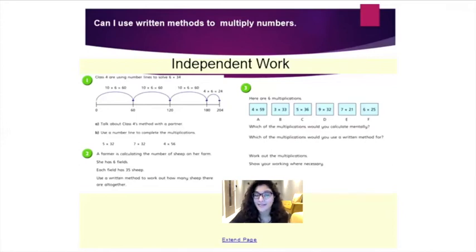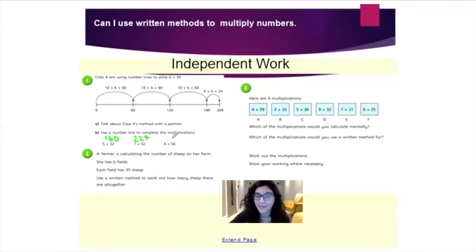So part B, use a number line to complete the multiplications. What would be the answer to 5 times 32 if we use the same method as class 4? So if we were to use the same method as class 4, the answer to 5 times 32 would be 160. What about the second one, 7 times 32? What would you get here? So the answer you should have gotten is 224.